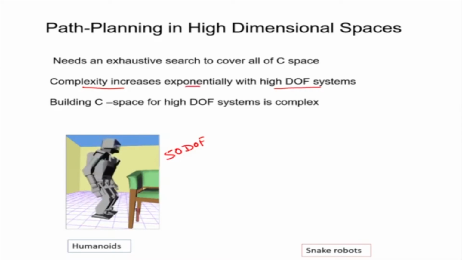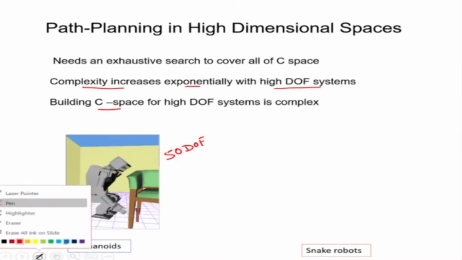Building C-space for high degree of freedom systems is very complex, and for example in the humanoid robot case here, it will be virtually impossible to draw this and then exactly figure out a path to catch that object and take it up. So this is one example. There can be other examples.